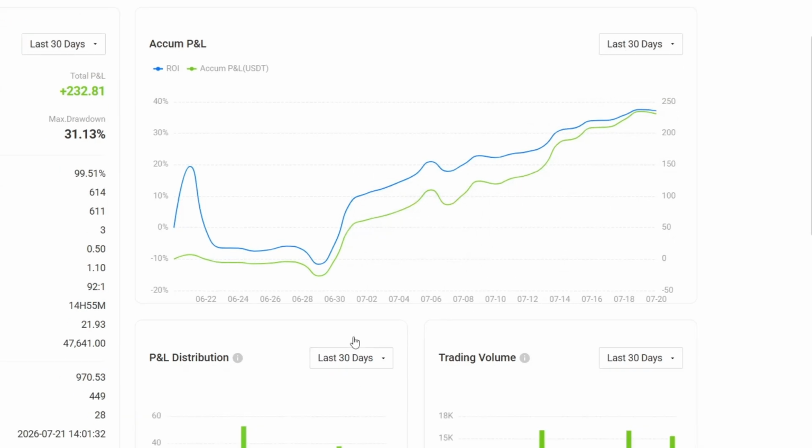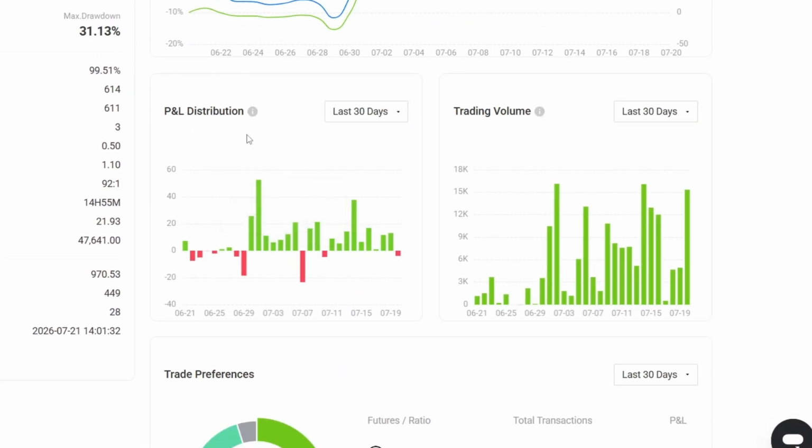Below the accumulation P&L, we have 2 other charts, P&L distribution and trading volume. P&L distribution breaks results down by day. Green bars are profitable days and red bars are losing days. For trading volume, this shows how much the trader trades each day and whether results come from regular activity or only a few trades. Higher trading volume doesn't automatically mean a better performance.